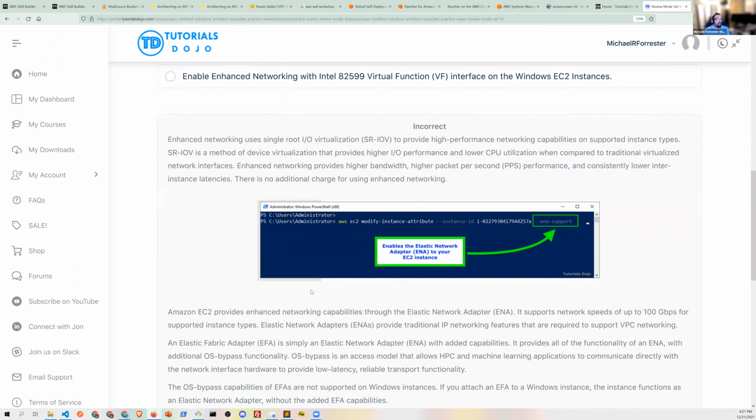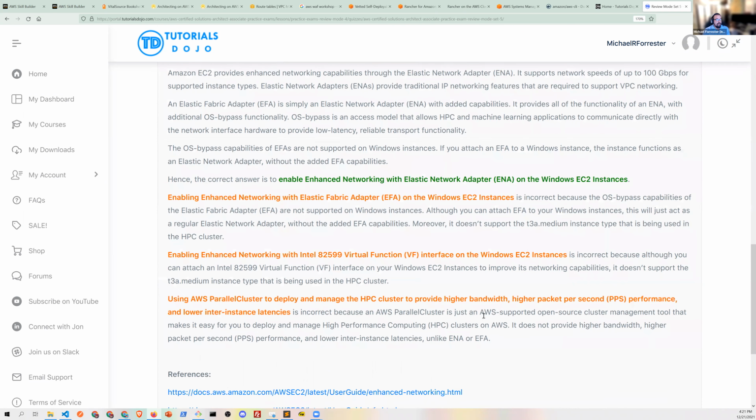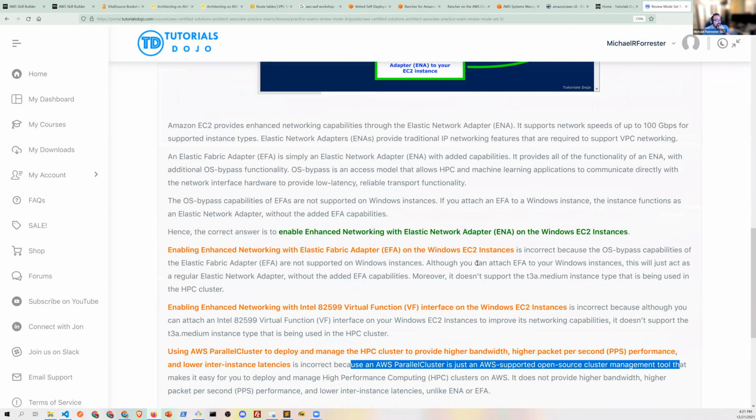And if we go look at the wrong answers here, for example, ParallelCluster is just an open source cluster management tool. It's like a framework for creating clusters. It is not going to provide higher bandwidth or any kind of enhancements to the system. It's just not going to do that, right? It's just a way of deploying a framework for deploying clusters. Now, here's the funky thing though.